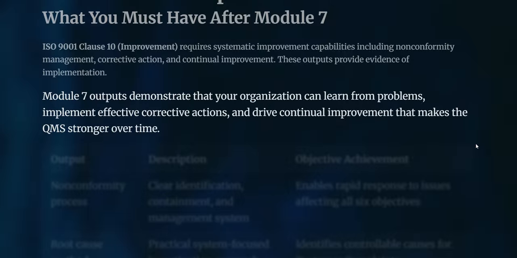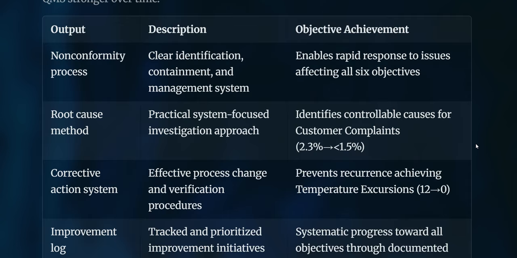Module 7 outputs demonstrate that your organization can learn from problems, implement effective corrective actions, and drive continual improvement that makes the quality management system stronger over time. The first output will be nonconformity process. Description includes clear identification, containment, and management system. The objective achievement includes enabling rapid response to issues affecting all of your quality objectives.